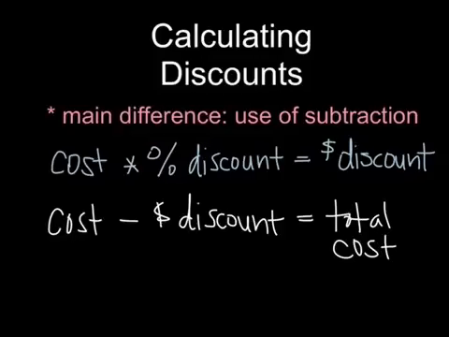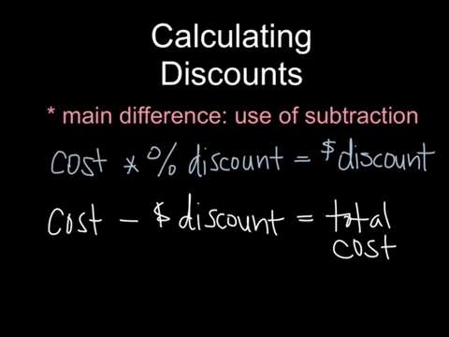In this screencast, we are going to focus on calculating discounts. So far you have learned about calculating tax and calculating tip, and both of those items have required you to add to the original cost. And calculating discounts, if you think about the word discount, a discount would mean money off or something taken away. So the main difference is the use of subtraction when you're calculating discounts.